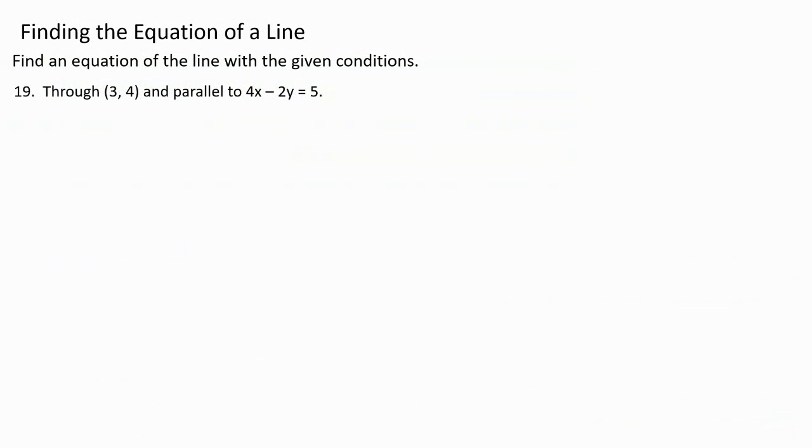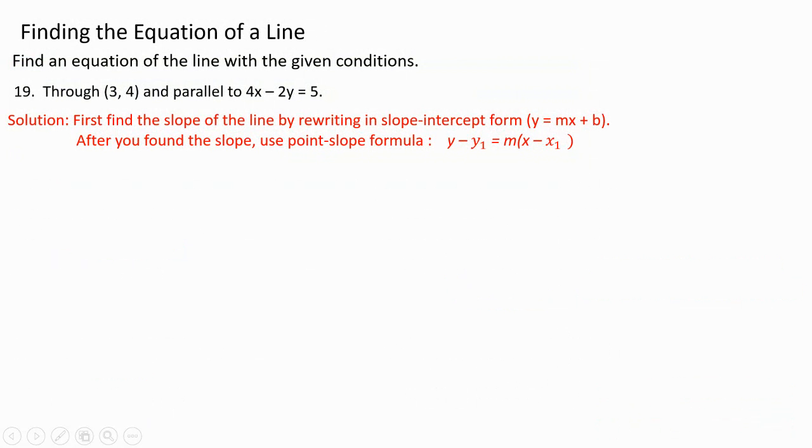So the first thing that we have to do here is find the slope of the line. Okay, so how do we find it? We have to rewrite 4x minus 2y equals 5 into the proper form. Again, here are the solutions. First, find the slope of the line by rewriting it in slope-intercept form, and then after that, we use the point-slope formula.